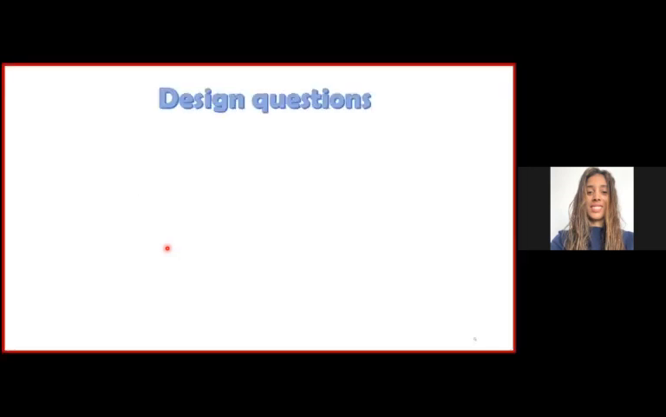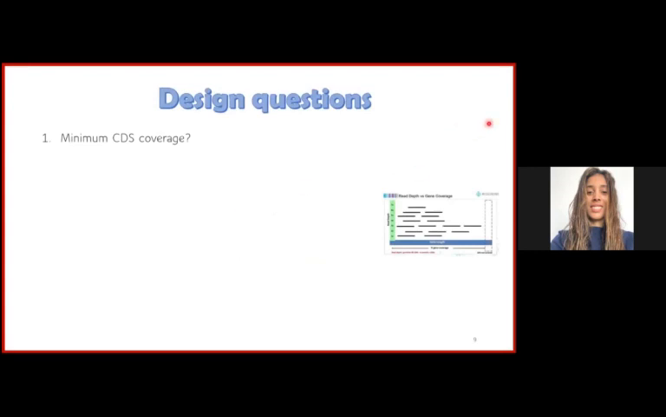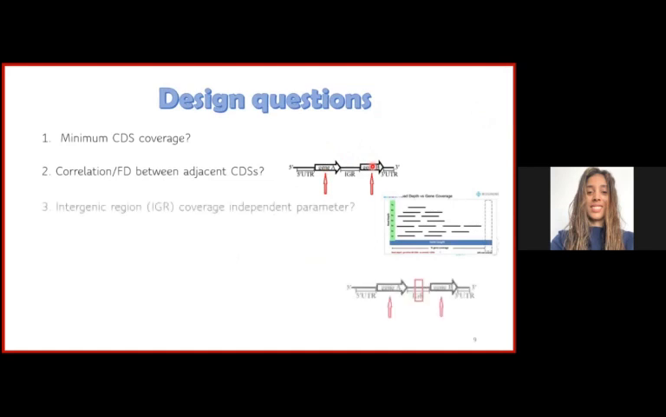So some of the questions we asked for our algorithm design were, should there be a minimum CDS coverage? So a minimum average number of reads that would indicate that we can say this CDS or this gene is expressed. Then, is there a correlation between two genes or two CDSs in an operon? Do they stay below a certain fold difference? And then should the intergenic region, this region between the genes, be an independent parameter? Should it even be a parameter? And if yes, should it also have a minimum coverage that we would consider expressed?